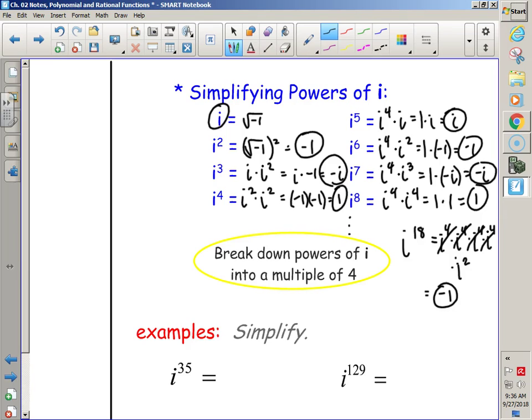Because everything else is 1 times 1 times 1. So all I really care about is not so much how many i to the 4ths are in there, but how many more. What's the remainder when you divide by 4? And that'll put it in the correct camp of how to simplify. So ready, set, take i to the 35th and i to the 129th.